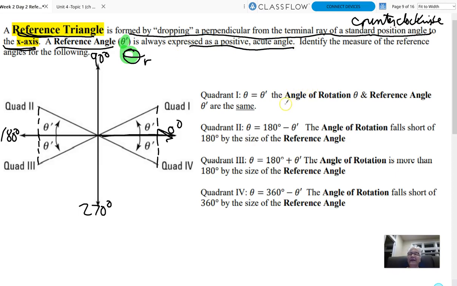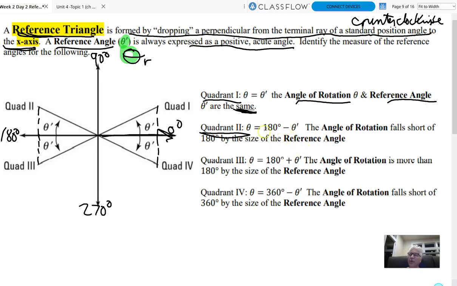When you are finding the reference angle and the angle of rotation in quadrant 1, the reference angle and the angle of rotation are the same. Any angle between 0 and 90 degrees is going to be an acute positive angle, so they're the same. There's no addition or subtraction in quadrant 1. In quadrant 2, you're going to take your angle of rotation and you are going to subtract that from 180 to get the reference angle.